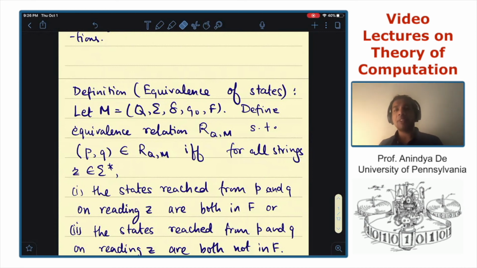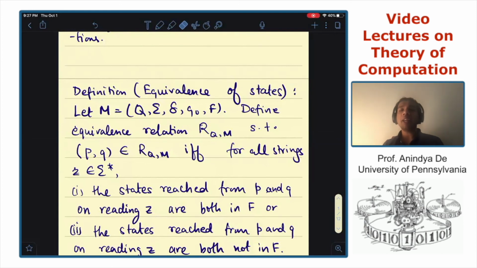So suppose M is this DFA; that's what I'm trying to do. Now in this context, I define an equivalence relation R_{Q,M}. R_{Q,M} is an equivalence relation on the states of the DFA M. This is unlike R_L and R_M that we saw in the previous video, which were equivalence relations on strings. R_{Q,M} is an equivalence relation on the states of the DFA. And how is this equivalence relation defined?